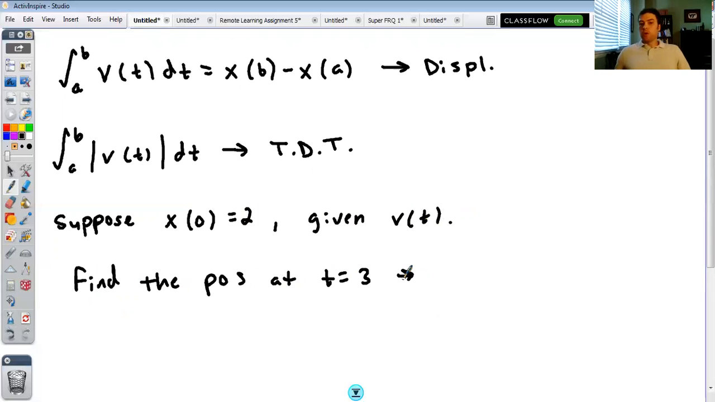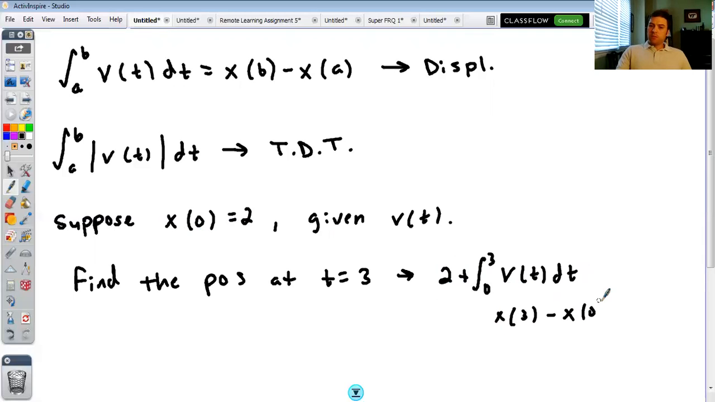So in order to do this, we're going to apply the fundamental theorem of calculus. We're going to take my initial starting position, which is 2, and add that to the net change in position from time 0 to time 3, so the integral of the velocity from 0 to 3. Why does this work? You start at position 2. This integral represents the change in position from time 0 to time 3.